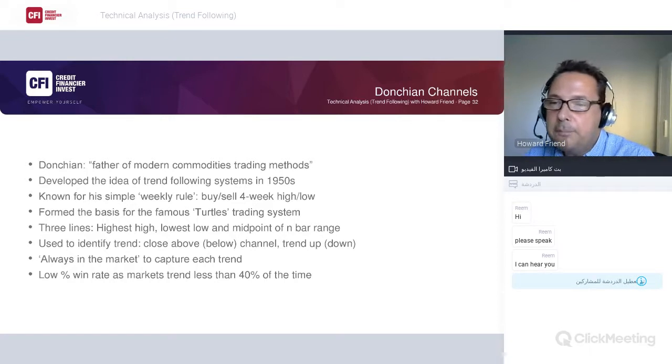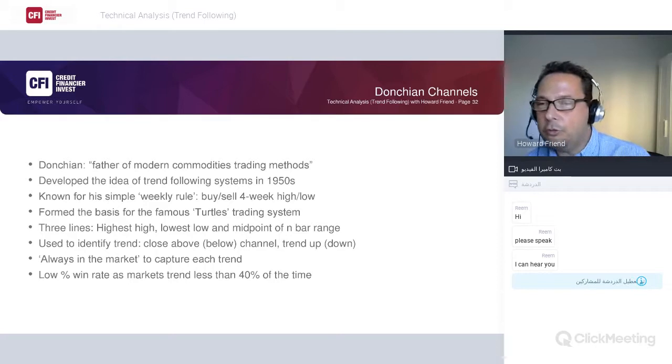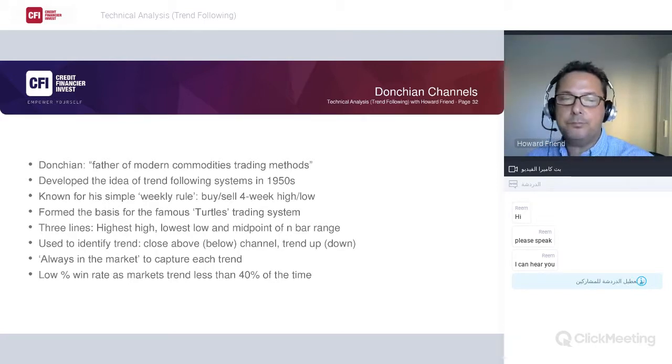So the basic principle is to buy when the market breaks out to a new N-bar high, and to sell short when the market breaks down to a new N-bar low. Now, the traditional methodology here is known as the weekly rule, and it's to buy or sell a breakout to a new 4-week high or 4-week low. And this formed the basis of the famous Turtles trading system, which was traded, I think, back in the 1980s.